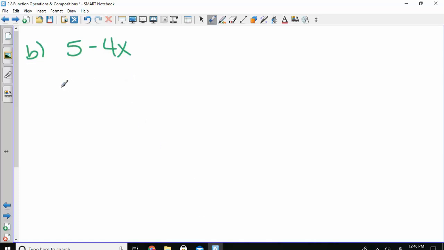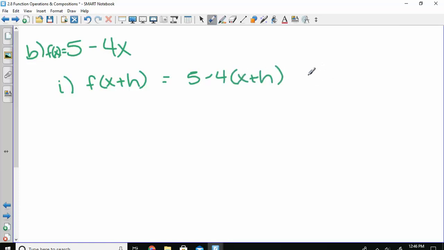So, the first part is f of x plus h. I should have said f of x equals that. So, all that means is we are going to go to our function. We're going to change the x to an x plus h. Simplify as much as you can, so all we can do is distribute that negative 4. So you get 5 minus 4x minus 4h.